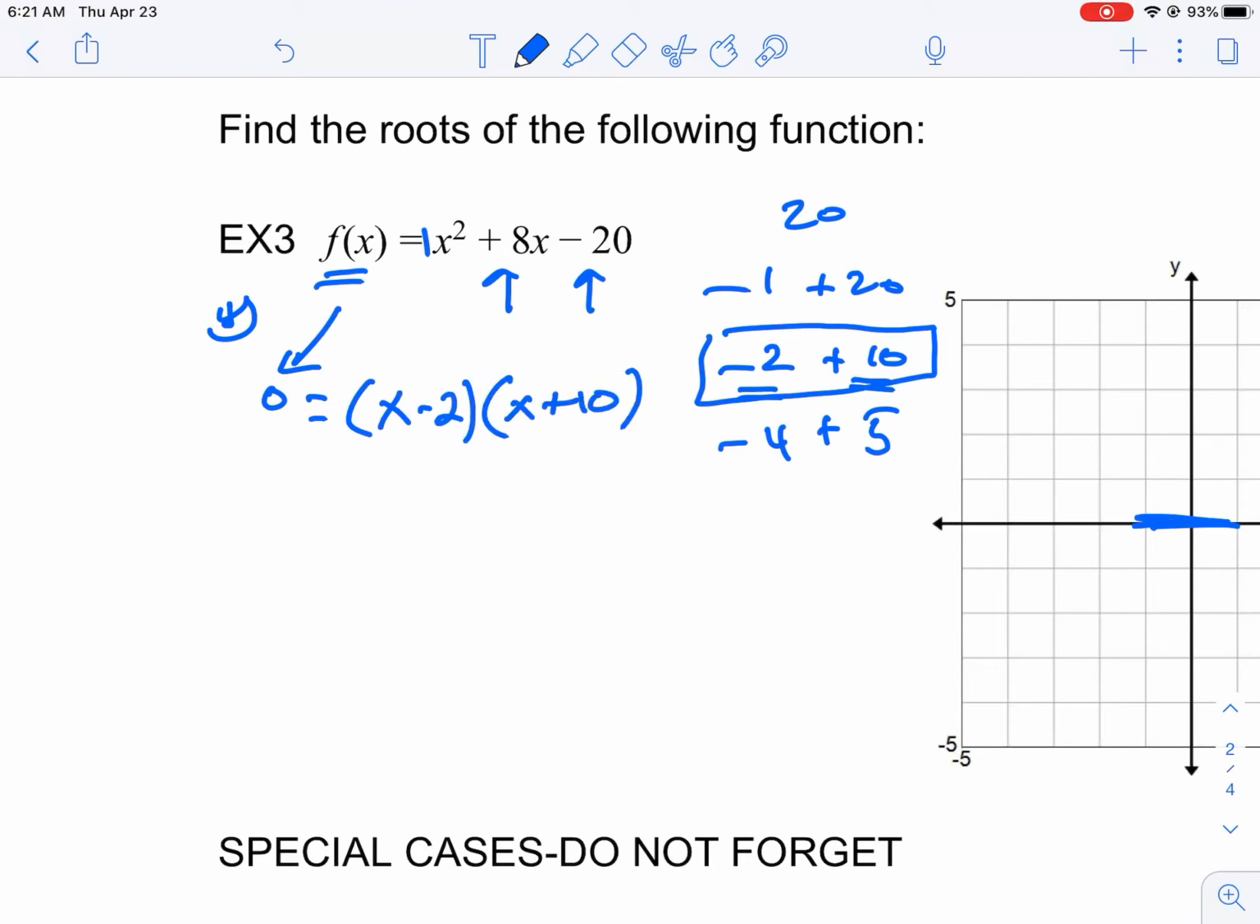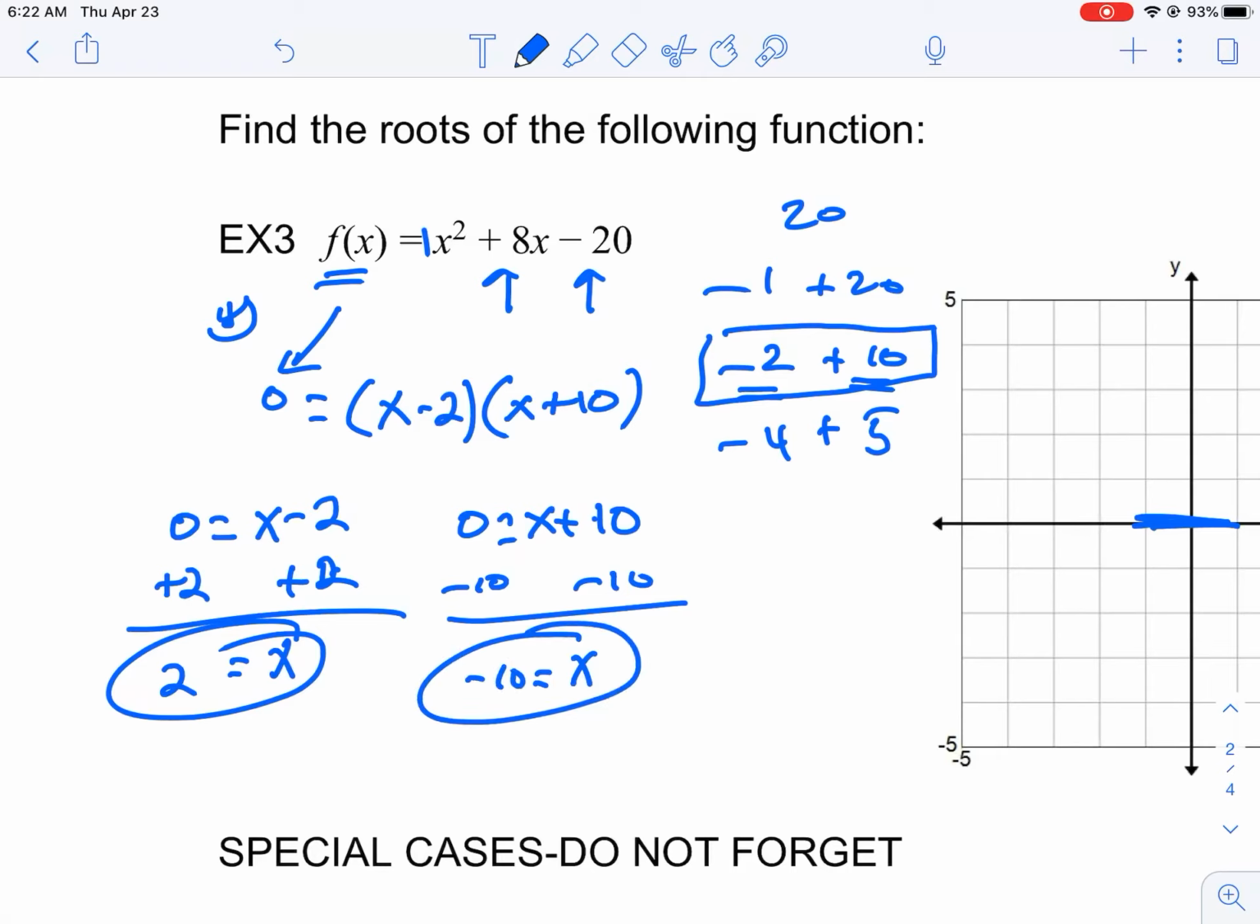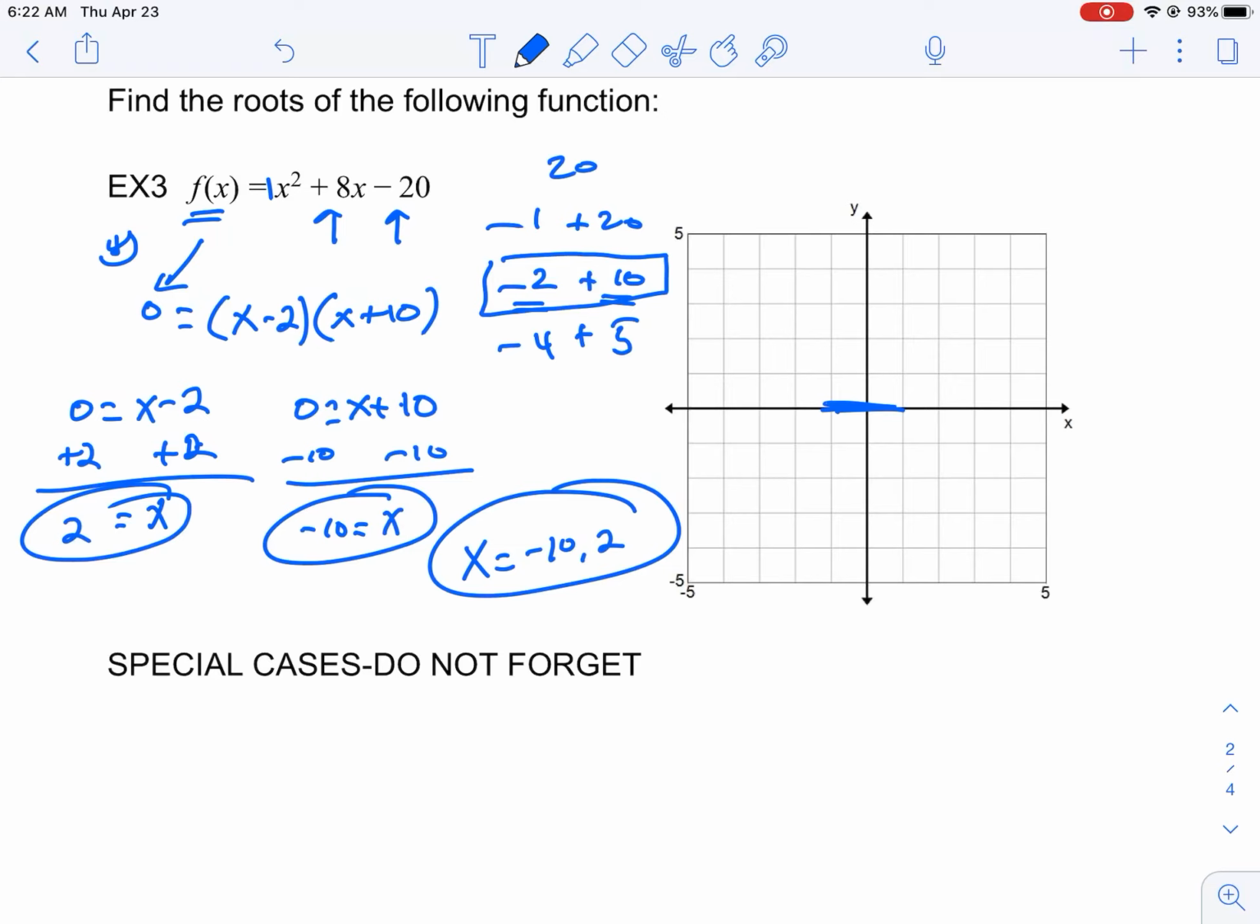How do you do that? Set the first one equal to 0 and solve. That's one answer. Set the other one equal to 0 and solve. So my two answers are x equals negative 10 and 2. Right? Not too hard. Again, I have the graph here. It would cross here at 2, and then the other one would cross way out over here, okay, somewhere.